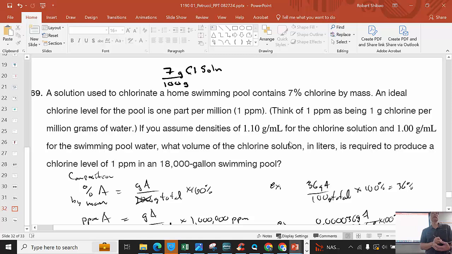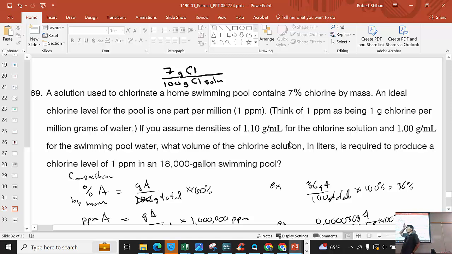This is not pure chlorine, or is it pure chlorine? Okay, then what's the 100 grams? Okay, so the 100 grams will be the chlorine solution, correct? Let me back this up. Okay, what's the difference between chlorine and chlorine solution? Yeah. This 7 grams is pure chlorine.